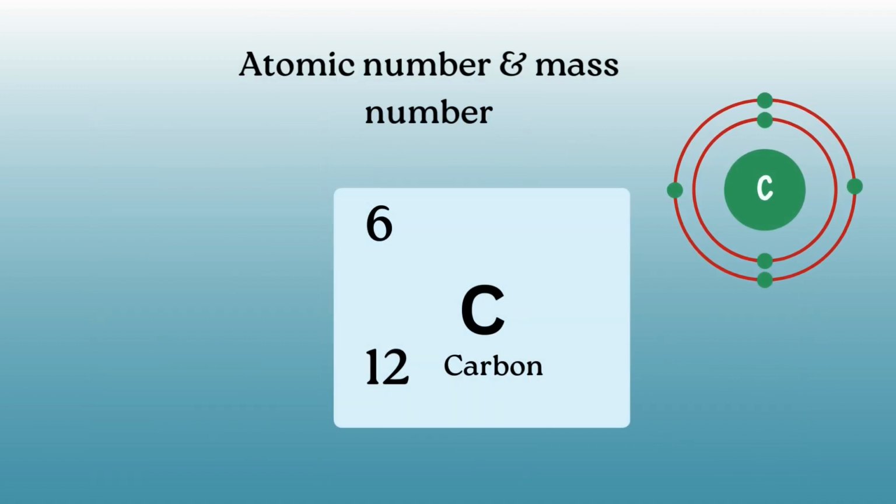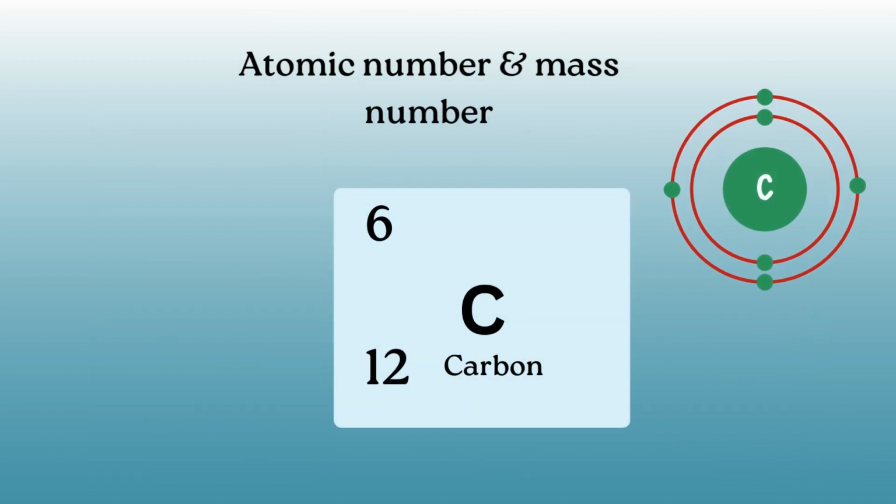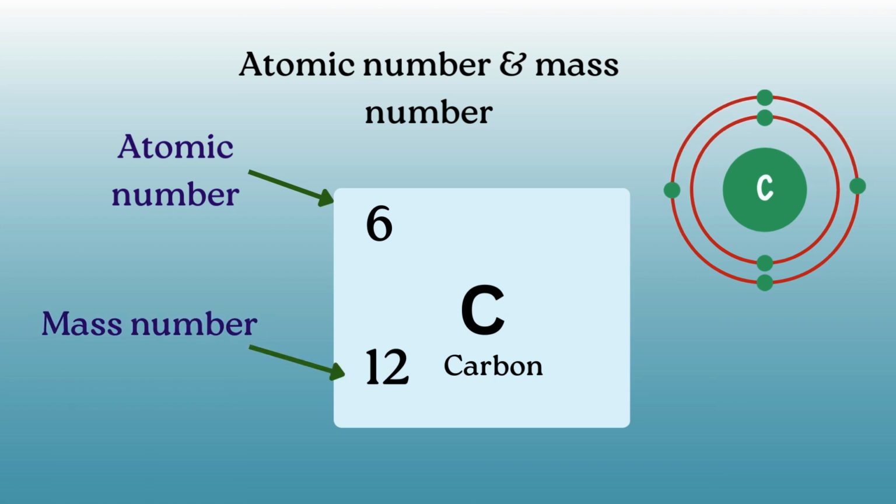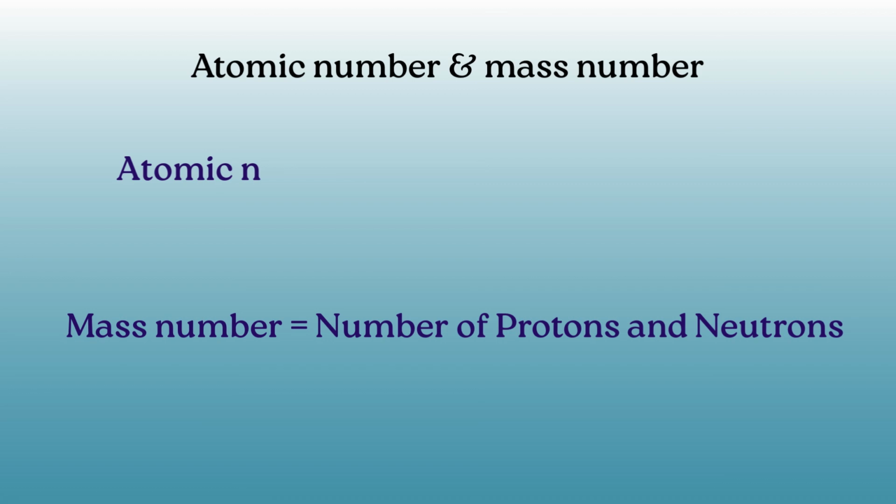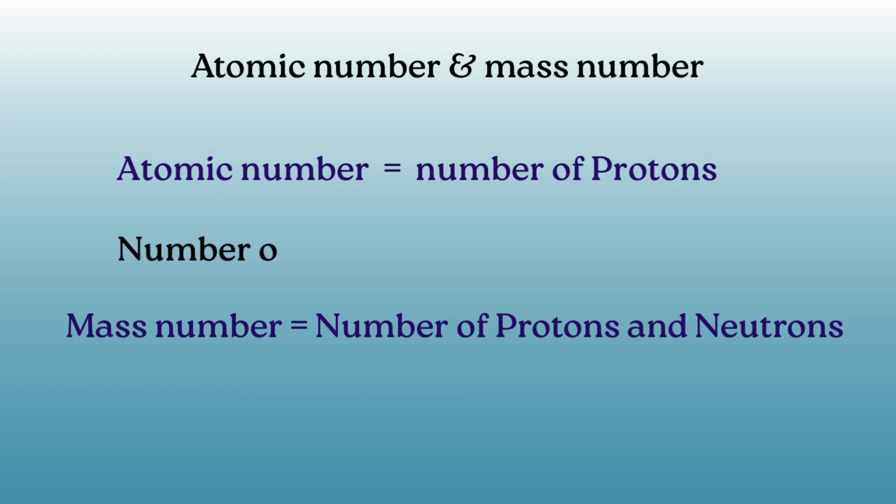Each box tells a story. The atomic number shows how many protons an atom has, and that's also how many electrons it has in a neutral atom. Mass number shows the total number of protons and neutrons in the nucleus of an atom. Atomic number shows number of protons, and number of protons is equal to number of electrons.